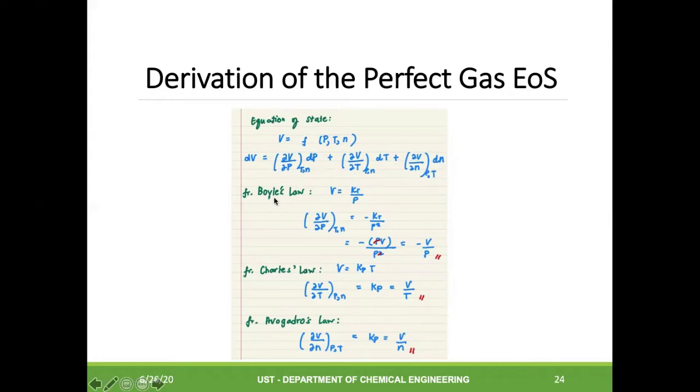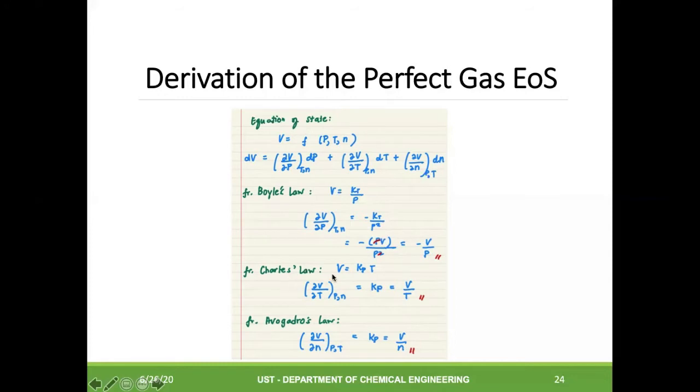So take note, from Boyle's law, PV is equal to a proportionality constant. So if we take the partial derivative of V over the partial derivative of pressure at constant T and N, this is K_T multiplied by negative 1 times P raised to negative 2, or negative K_T over P squared. So substituting K_T as PV, negative K_T equals negative PV over P squared. So P would be cancelled out. So this is equivalent to negative V over P.